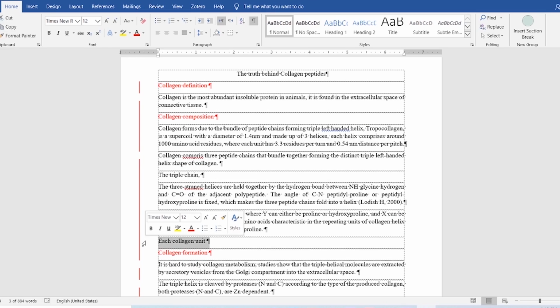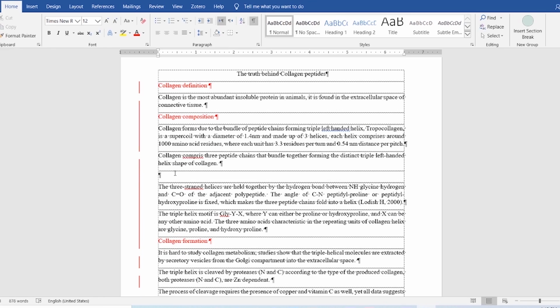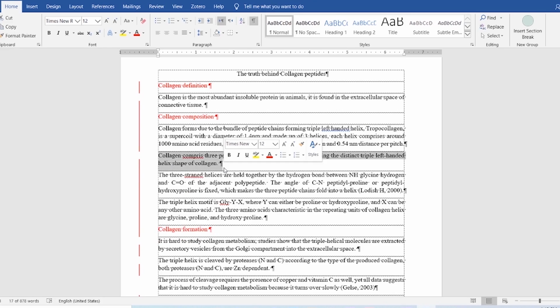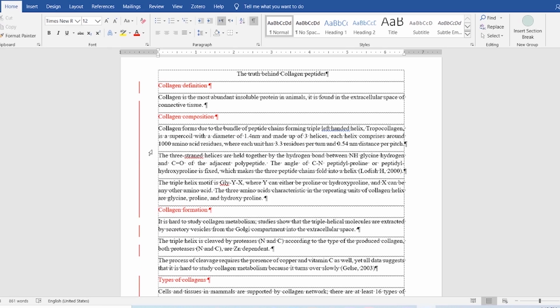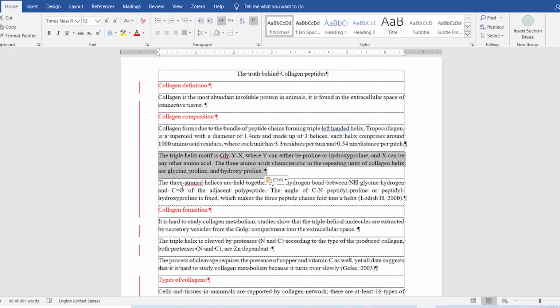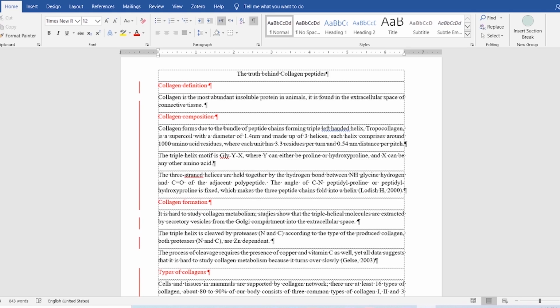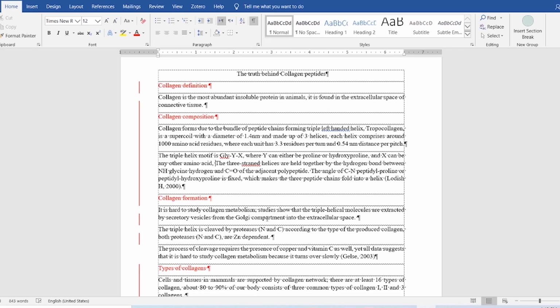I will remove this one. And I will remove this one as well. This one, we don't need it anymore now. Now I will move the motif to be here and the 3-stranded helices will be down. And I will delete the 3 amino acids. I don't need it anymore because it's already repeated in the previous sentence. And I will add a comma and say the 3-stranded helices are held together by hydrogen bond.